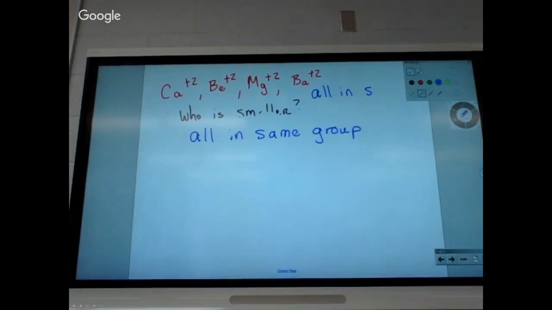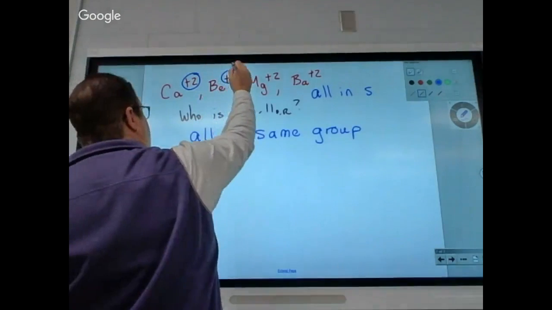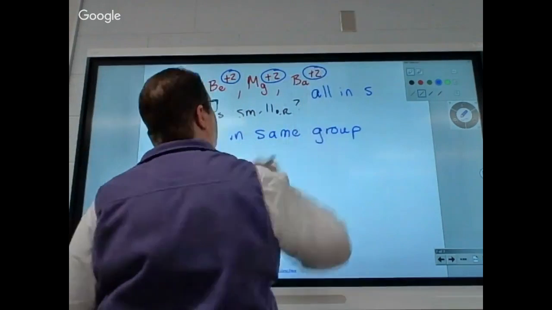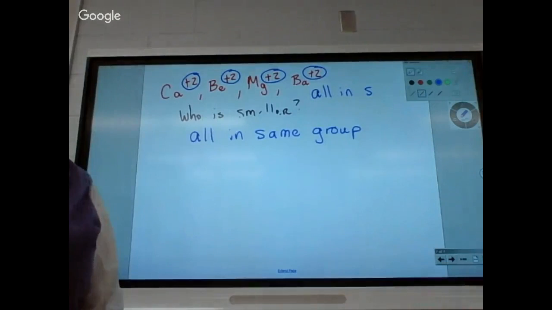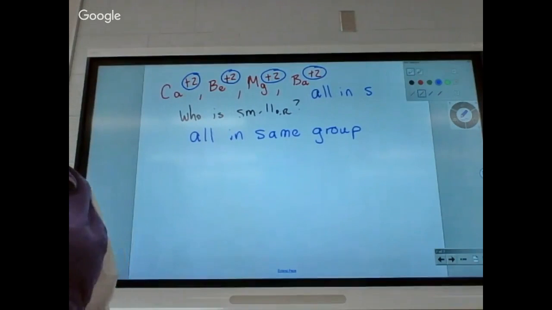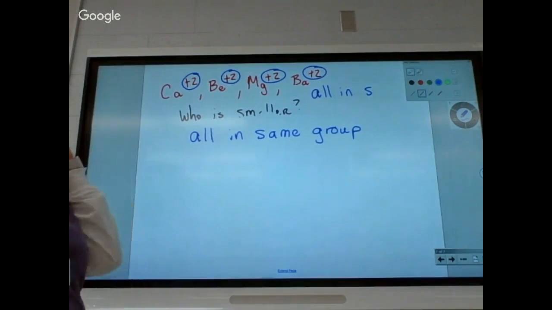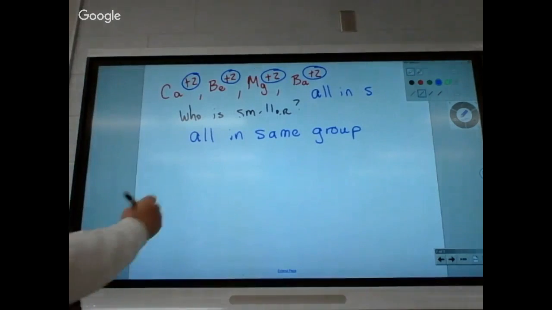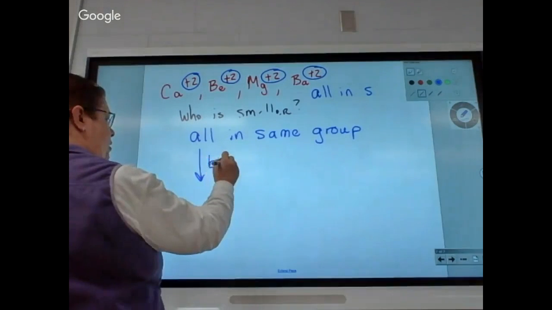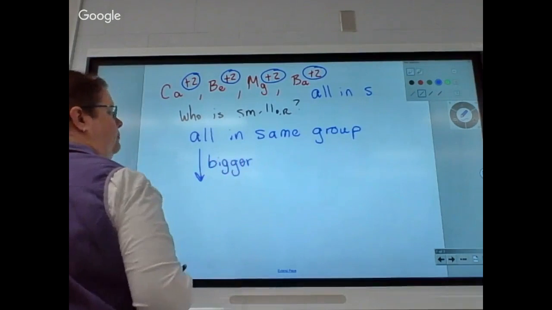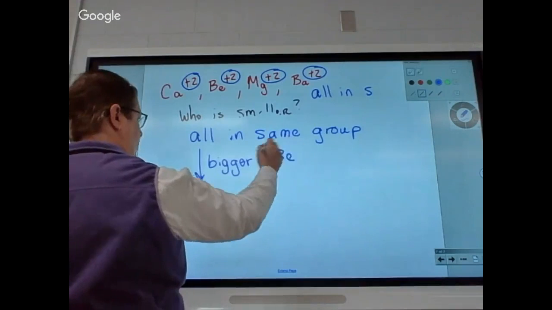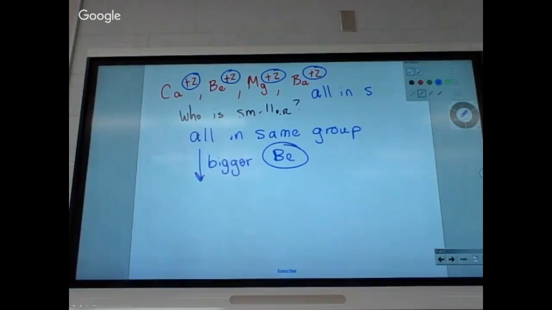Now, you could actually look up the oxidation numbers and find out the elements are in the same group by looking up the symbols, yes. But the fact that they all say +2 right here tells us that they're in the same group, okay? Now, if they're in the same group, how do you figure out who's smaller? That's right. As you go down, they get bigger. So who's at the top? Beryllium. Be will be the smallest. Okay? Does that make sense?